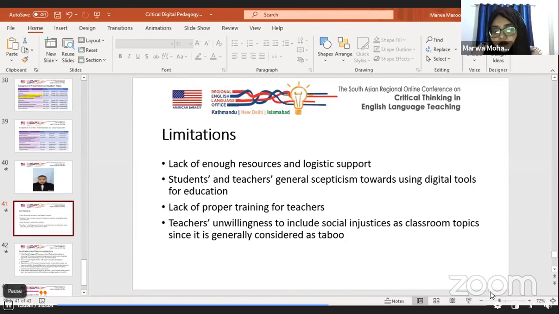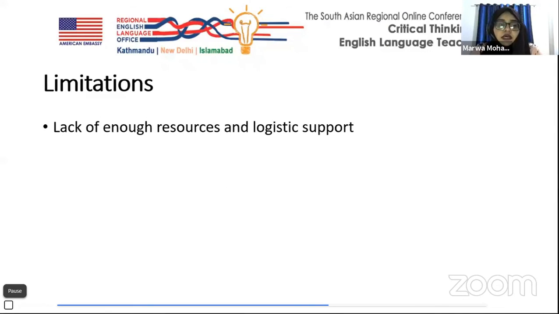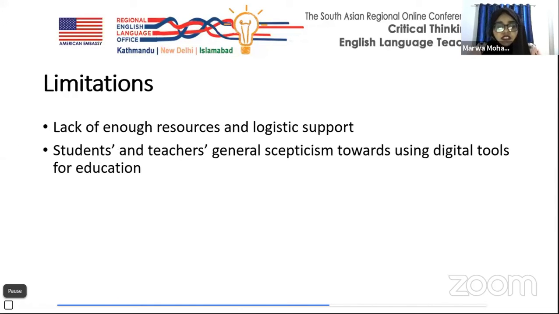Yeah. So now I want to actually talk about the limitations of using critical digital pedagogy in our classroom, because obviously it requires stable internet connection and it is not available in every corner of our country. So enough resources and logistic support are very big issues. And students' and teachers' general skepticism towards using digital tools. So no matter how much we're using and how much we have become habituated to doing online classes, still there is a general skepticism, and a lot of teachers still depend on lecture based classes because they actually don't want to use so much technology.